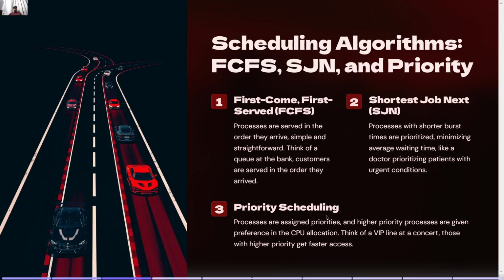Then next comes the shortest job next. Processes with the shortest burst times are prioritized, minimizing average waiting time, like a doctor prioritizing patients with urgent conditions. Priority scheduling: processes are assigned priorities and higher priority processes are given preference in the CPU allocation.